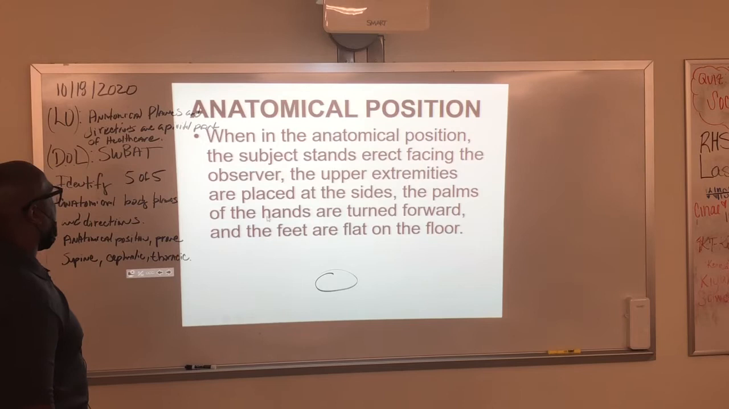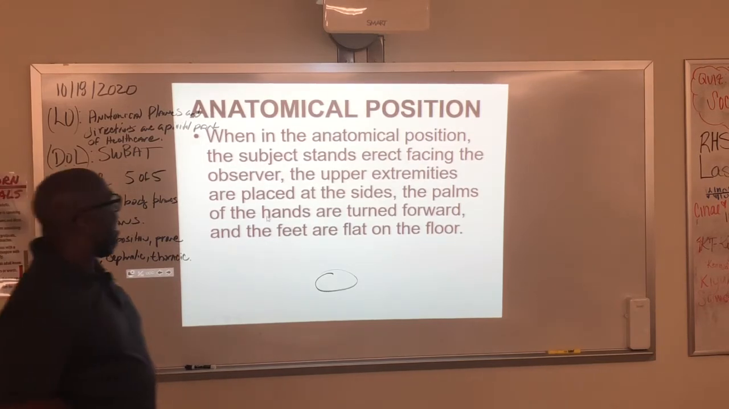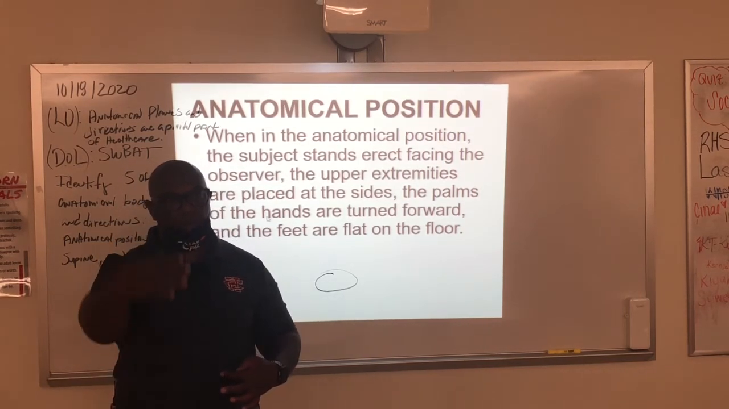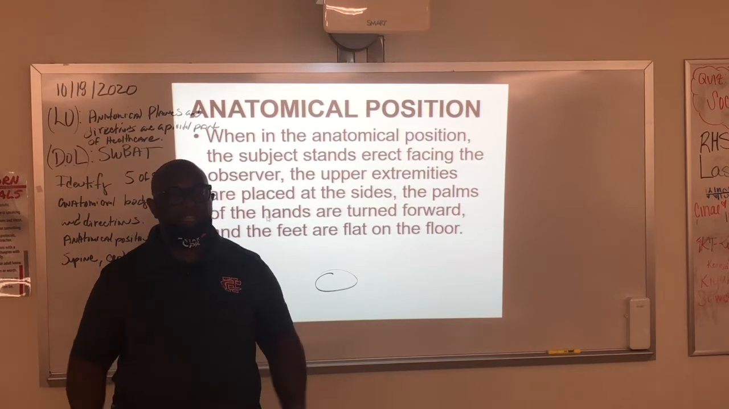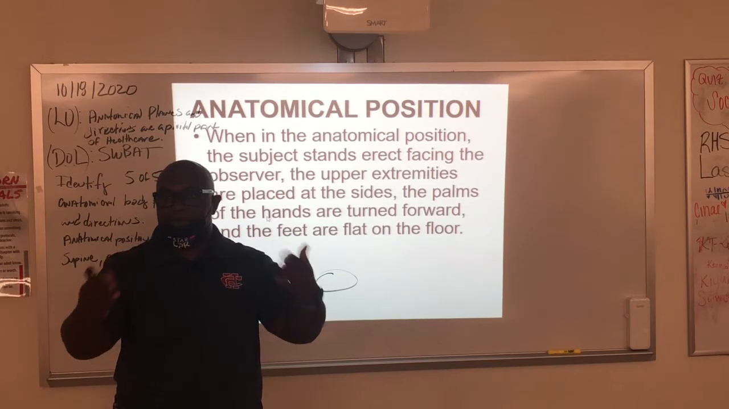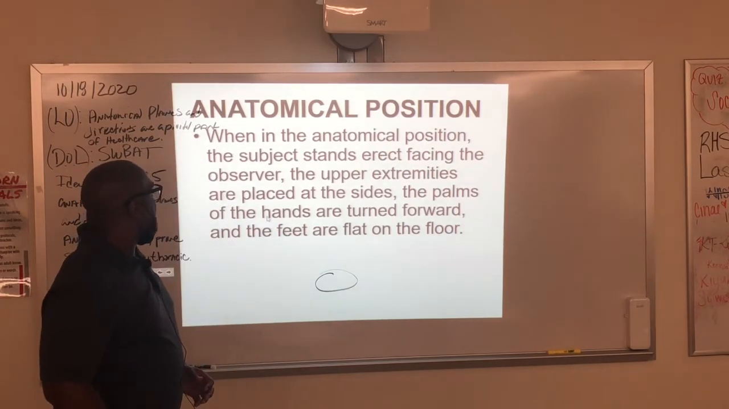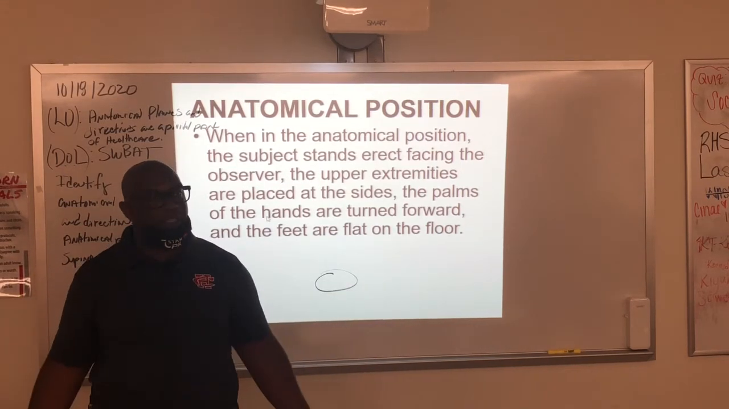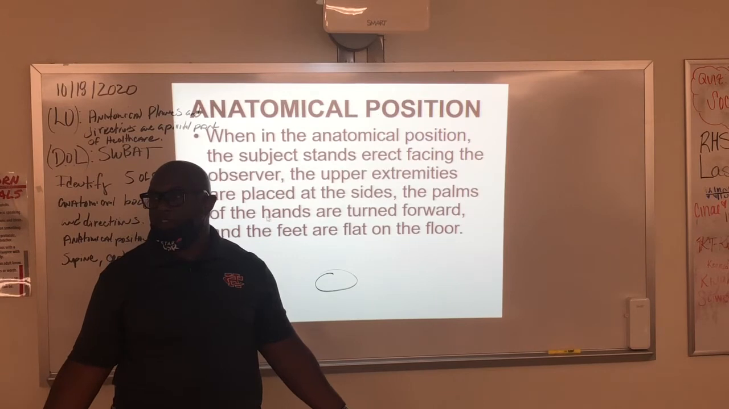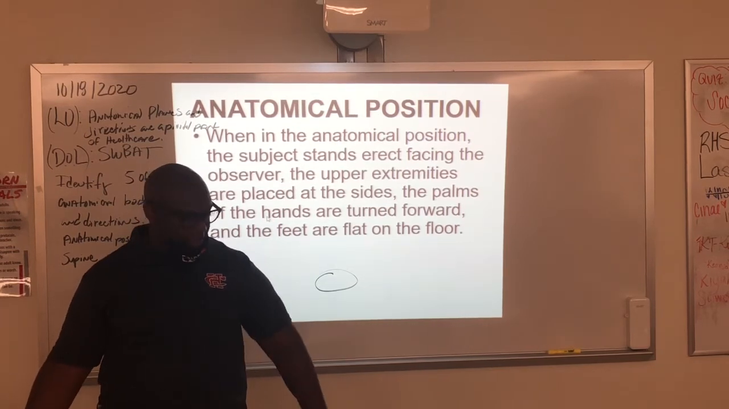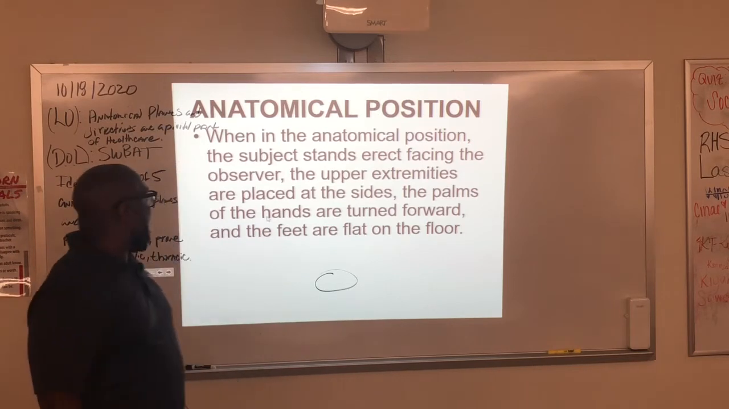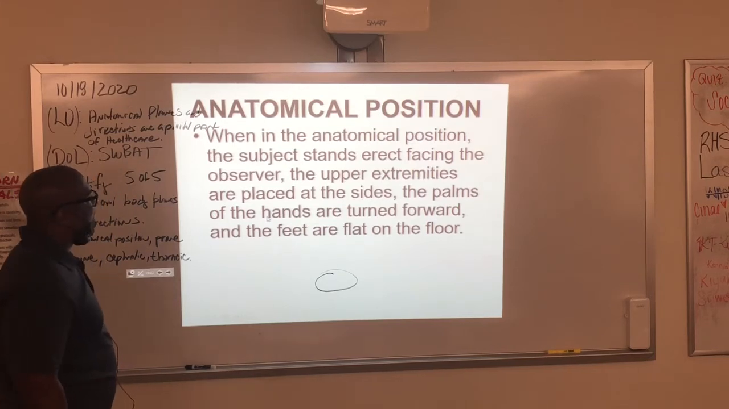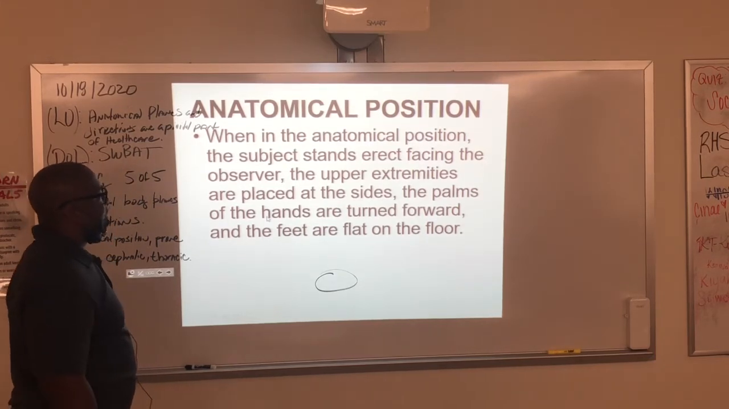In the anatomical position, the subject stands erect, facing the observer. So if I was here and the observer, whoever the doctor or nurse it is, is standing in front of me, I'm standing erect. That means straight up, and I'm facing the observer. The upper extremities, my arms, are placed at the sides, and my palms are facing forward. Feet flat on the ground. That is what the anatomical position textbook is.